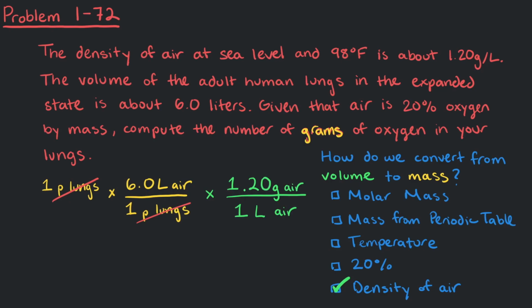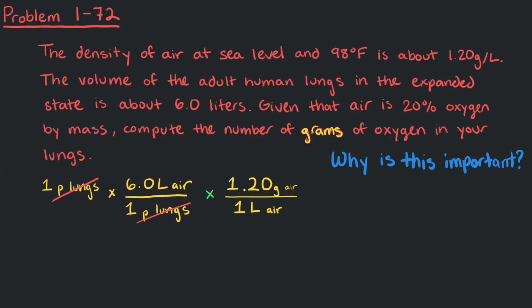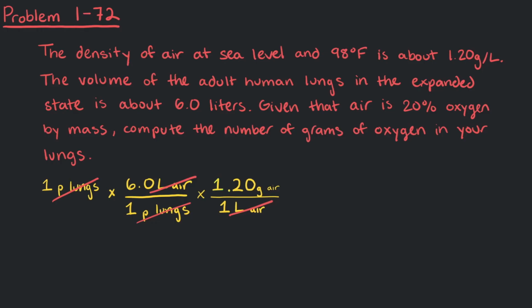Notice that we're being careful to annotate our units. It's not just 1.20 grams per liter, it's 1.20 grams of air per 1 liter of air. Why is this important? If we would have just done this, we might think that we're done. We might think that this is the mass of oxygen, but it isn't. It's the mass of the air. So we're here, and we have converted from one pair of lungs to mass of air in our lungs.